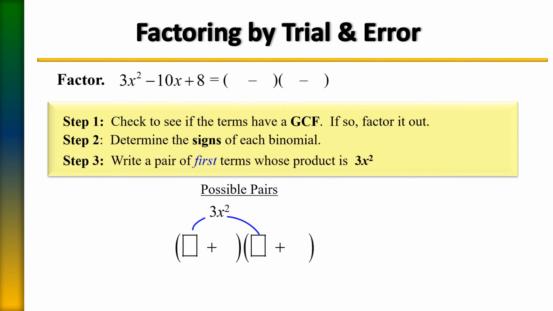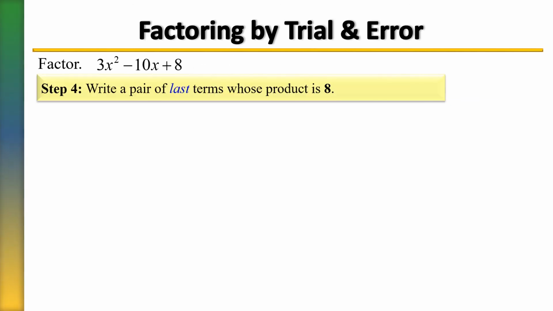There's really no other way to split 3x squared up other than having a 3x in one and x in the other, because you must have an x in each one. You can't put both x's in one binomial. So now that we have the first terms correctly placed, the next thing we're going to do is focus on what are the last terms.